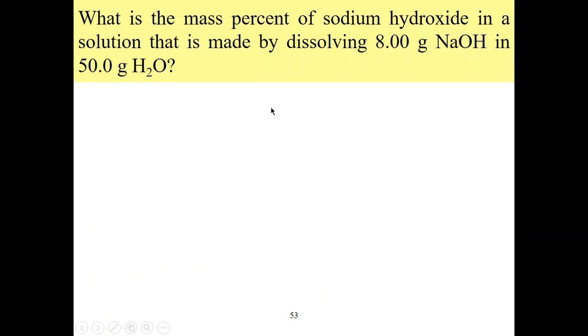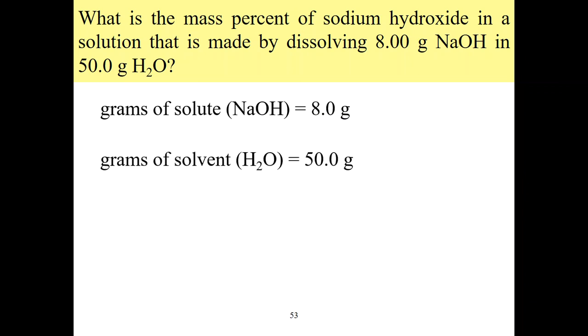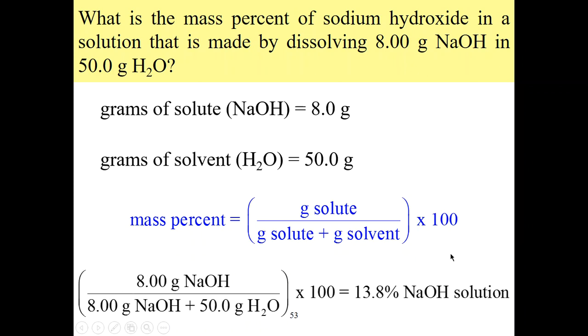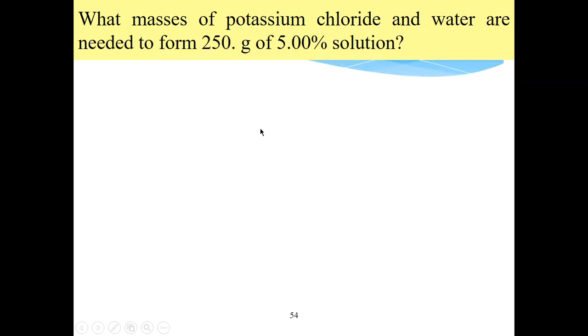So, a very simple example here. This question is asking for the mass percent of sodium hydroxide in a solution that is made by dissolving 8.00 grams of sodium hydroxide in 50.0 grams of water. So, that's the mass of the solute, and that's the mass of the solvent. All you have to do is plug those values into this equation, and that is what is done here. When you do it on your calculator, you're going to see that the answer is 13.8%. All right, very simple.